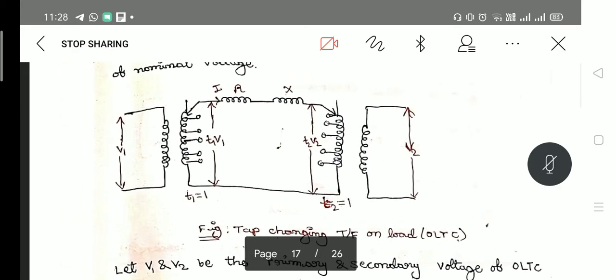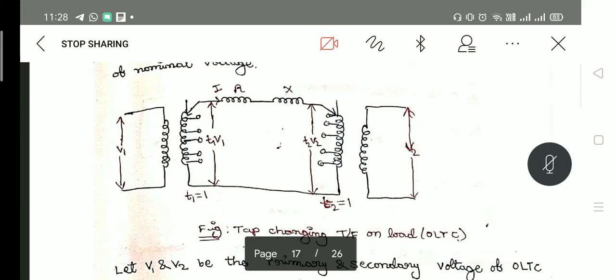This is the tap changing transformer on load. We can call it an OLTC also. It is also a very important derivation point. An on-load tap changing transformer has a turns ratio. How do we find the turns ratio? We can derive the equations, so listen carefully.